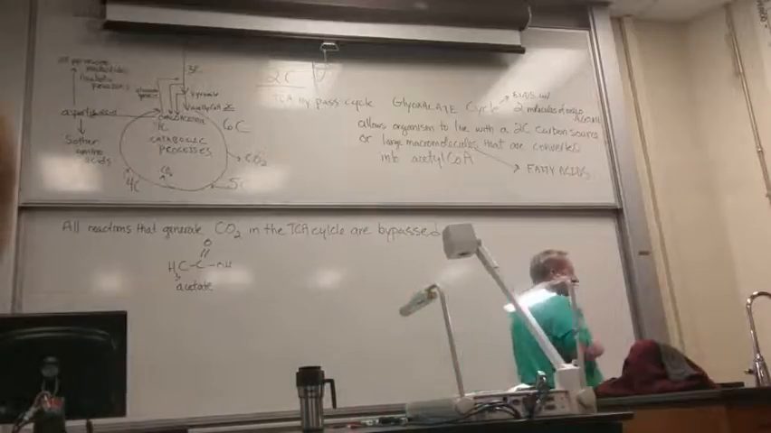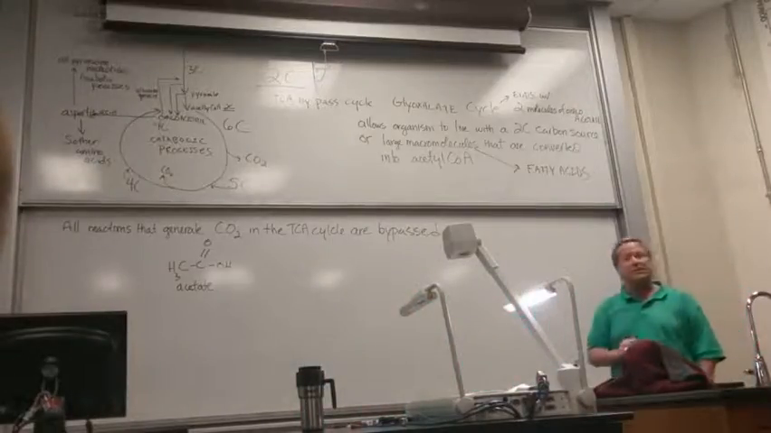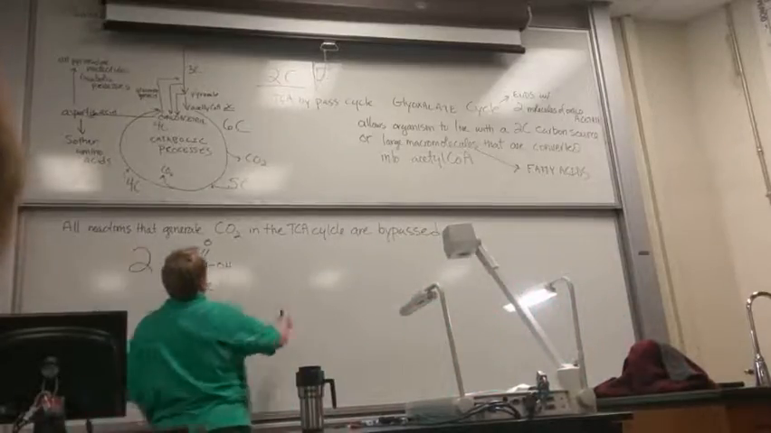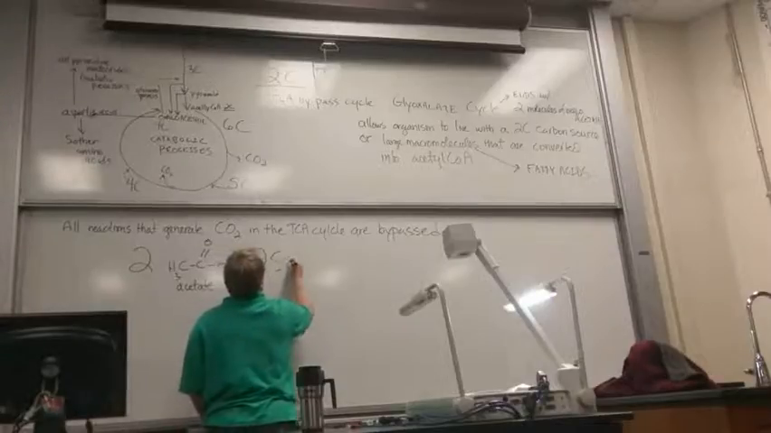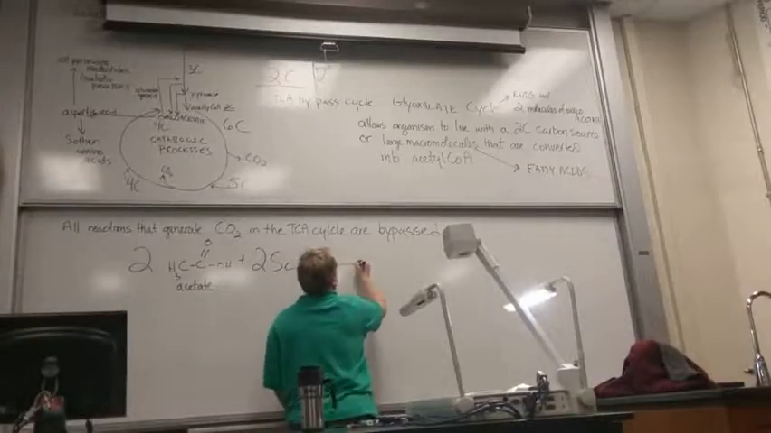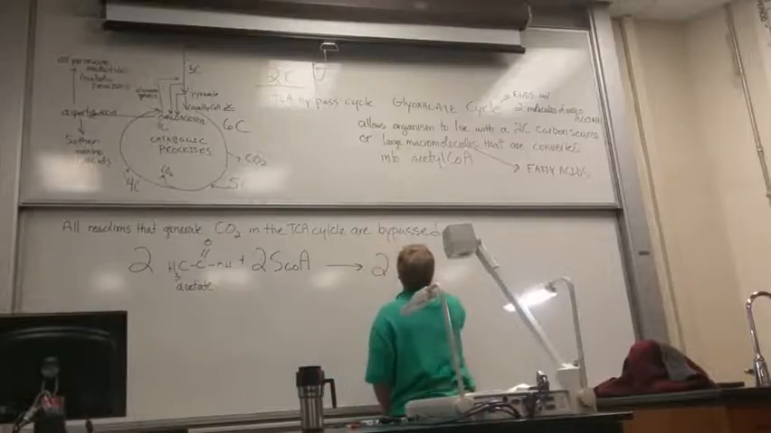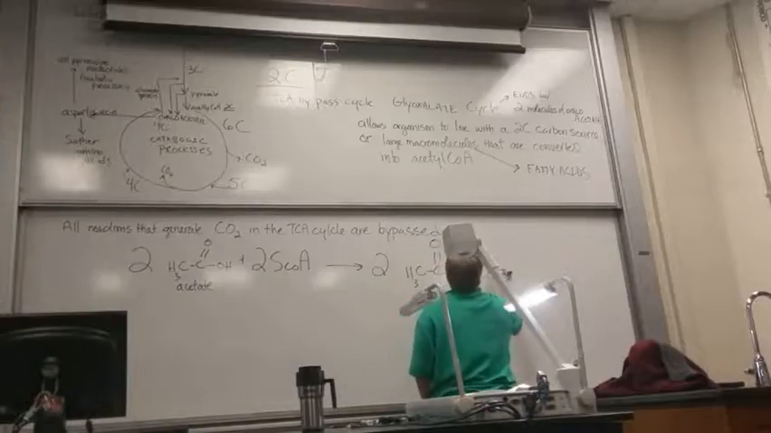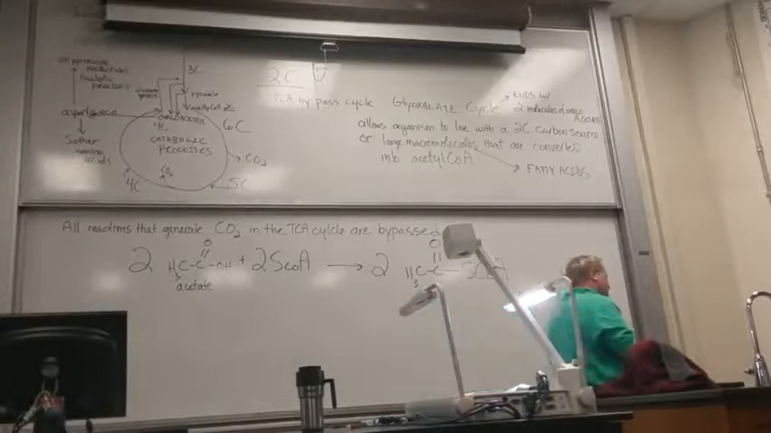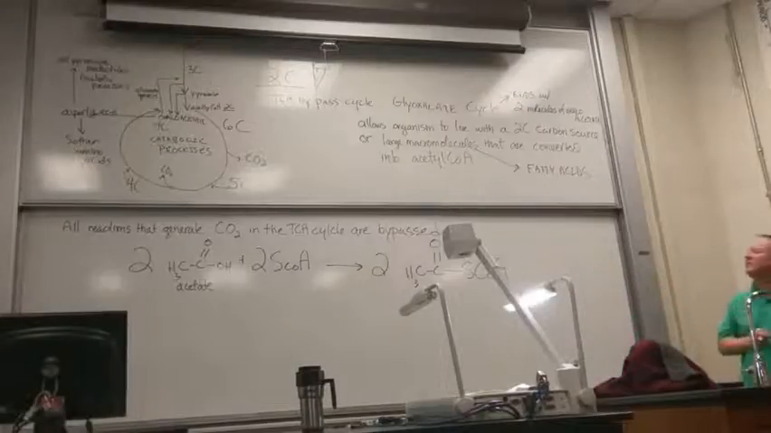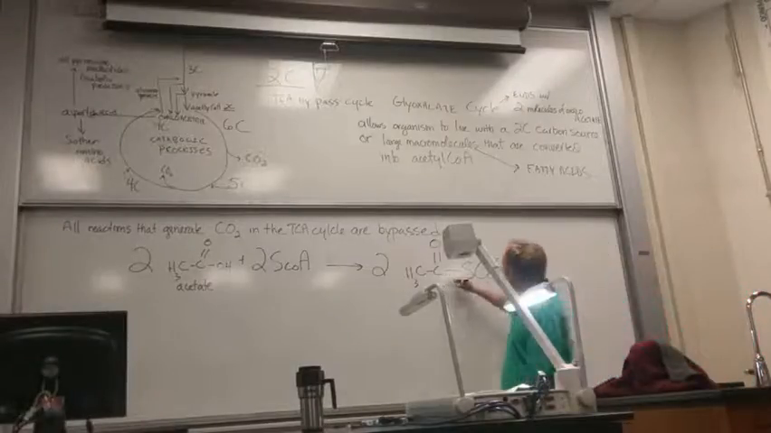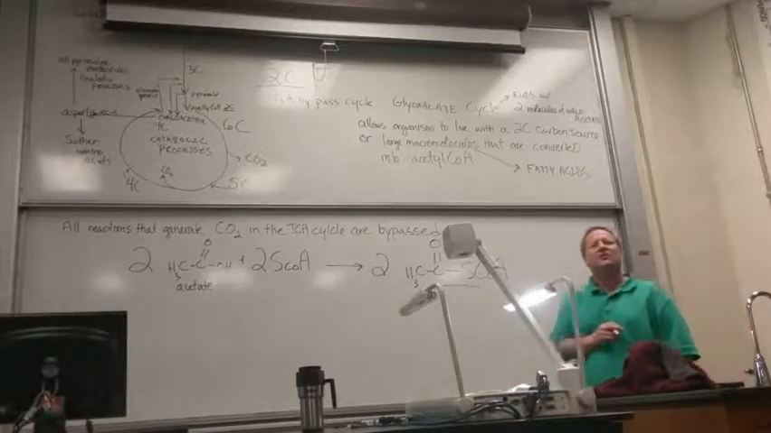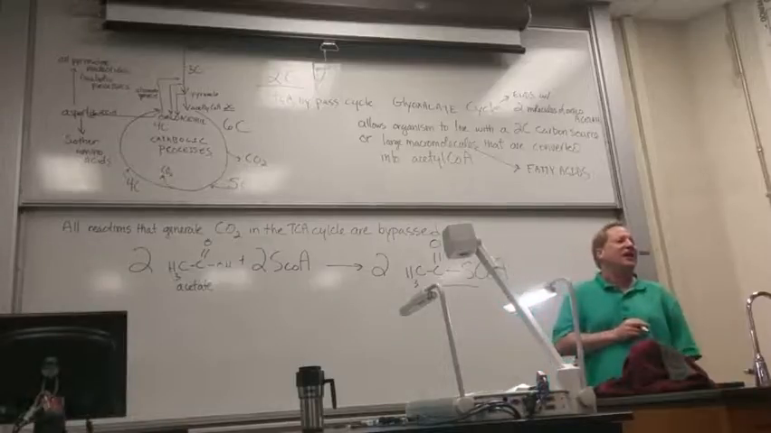And to run the glyoxylate cycle, we need two molecules of acetyl-CoA, so I'm going to make them both at the same time. Two CoA-SH, and I'm going to get two molecules of acetyl-CoA. I just sort of drew the chemistry on the board, not the biochemistry on the board. What type of bond do I have here? A thioester, and thioesters are high energy.